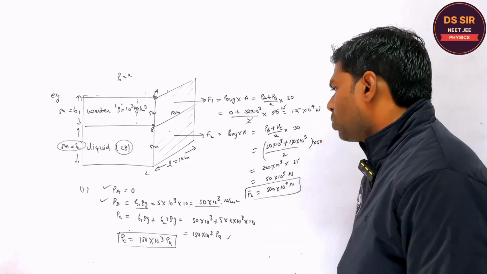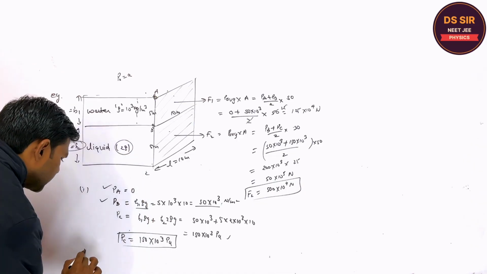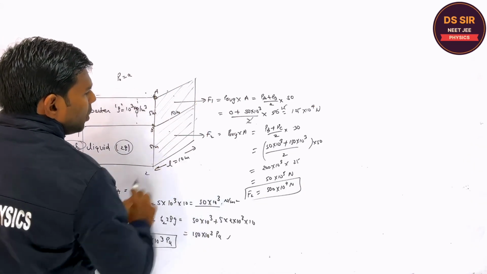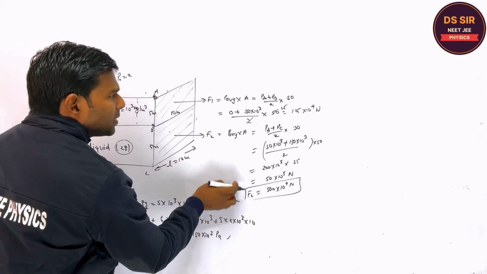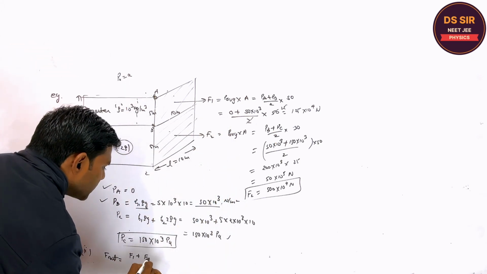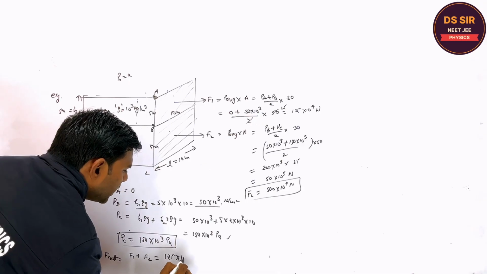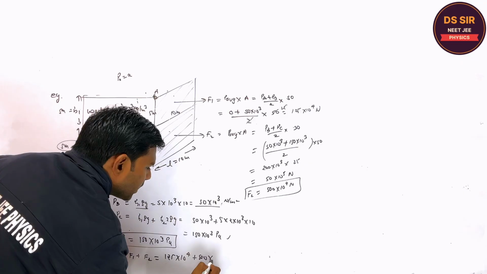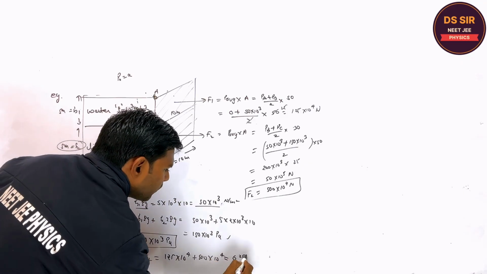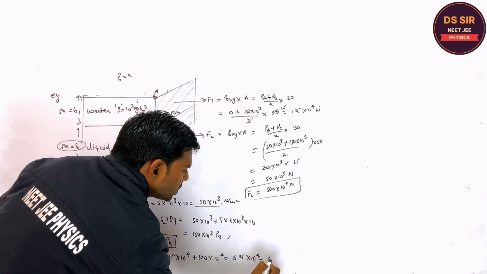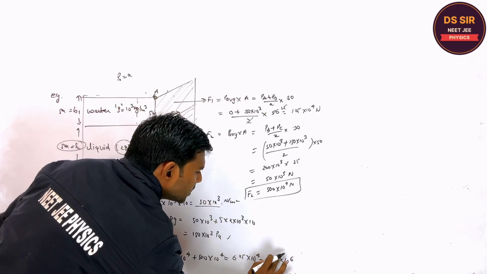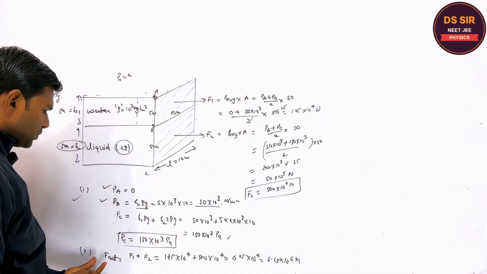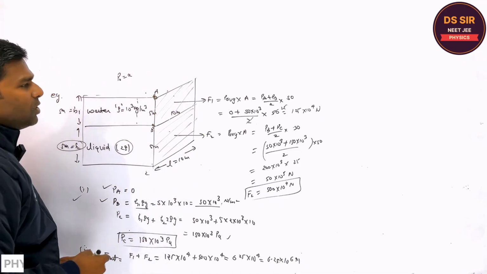So if somebody asks what is the net force on this wall of the tank, it is F1 plus F2. F1 plus F2 is equal to 125 into 10 to the power 4 plus 500 into 10 to the power 4. So this is 625 into 10 to the power 4, which is equal to 6.25 into 10 to the power 6 Newton, the correct answer. So this is the first part, the net force on this wall.